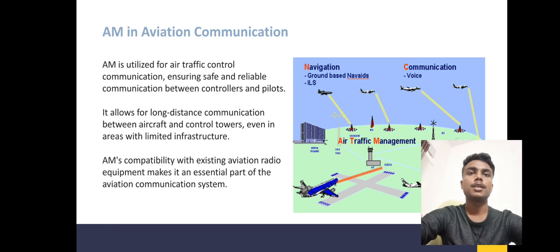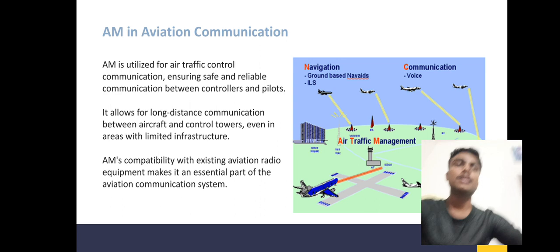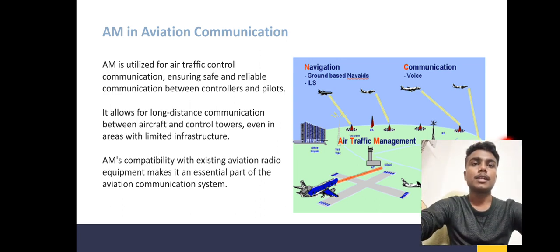Amplitude modulation in aviation communication. Amplitude modulation is utilized for air traffic control communication, ensuring safe and reliable communication between controllers and pilots. It allows for long distance communication between aircraft and control towers, even in areas with limited infrastructure. Amplitude modulation's compatibility with existing aviation radio equipment makes it an essential part of aviation communication systems.